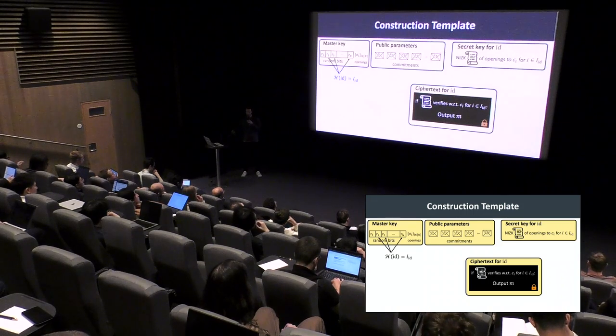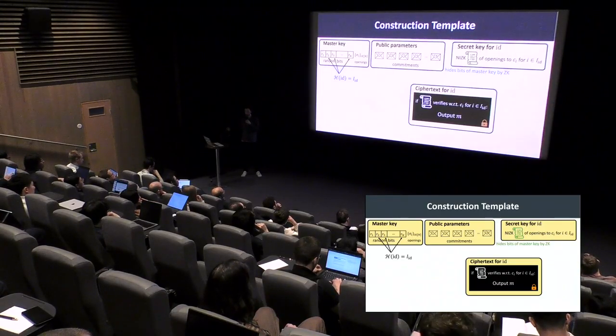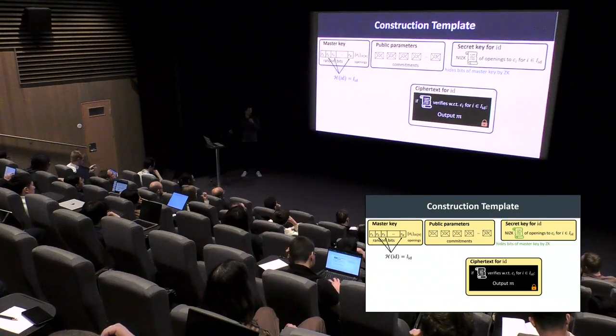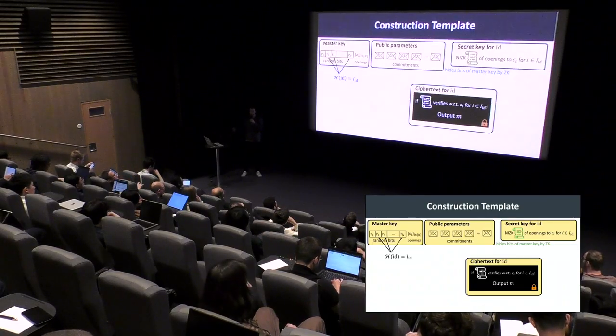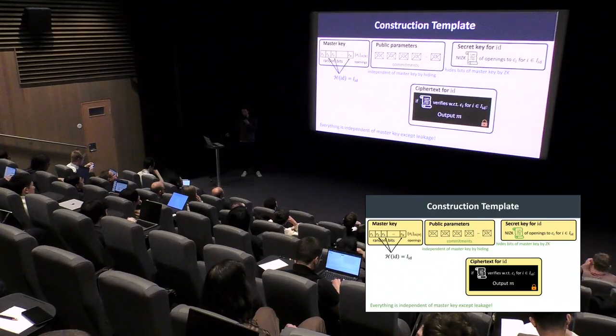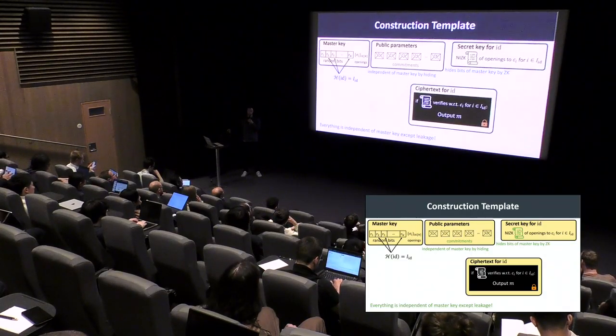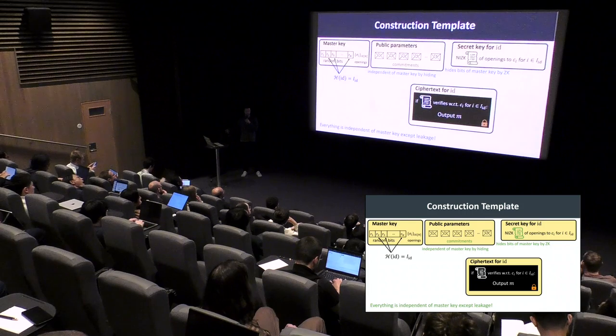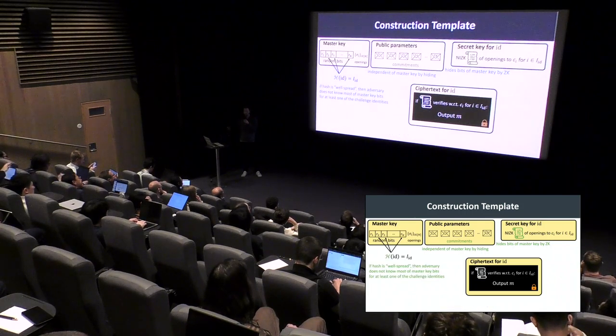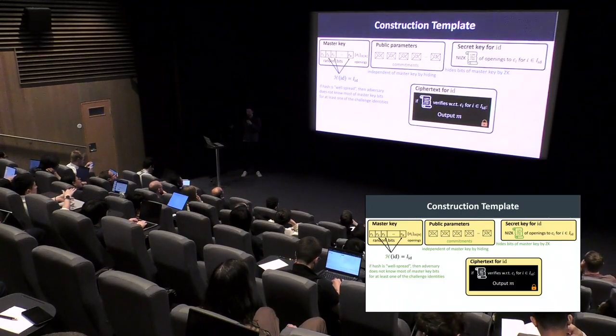Why should we believe that this would be secure? Well, for one, the zero-knowledge property of the proof should hide the bits of the master key in these identity secret keys. And moreover, the commitment should also be independent of the master key by hiding. And so pretty much everything is independent of the master key except for the actual leakage function that the adversary receives. And so this is where the hash is going to come in. Basically, if the hash is well spread in some sense, then the adversary should not know most of the master key bits corresponding to at least one challenge identity.